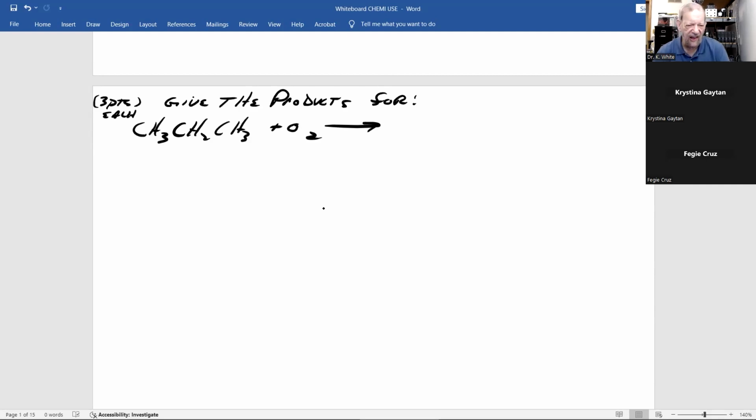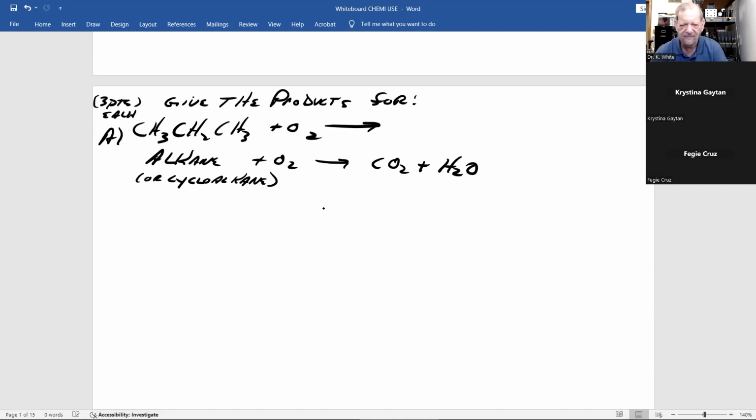So if I were to put this on a test, 3 points each, give the products, when I say give the products, that means draw them down. And if you're doing an organic structure, which this isn't, be sure to do the actual structure, not the empirical formula. But in this case, what do we have here? An alkane. It could have been a cycloalkane. And plus oxygen. This is combustion. I get carbon dioxide plus water. Therefore, the answer here is carbon dioxide plus water. And that's the beauty of general equations.